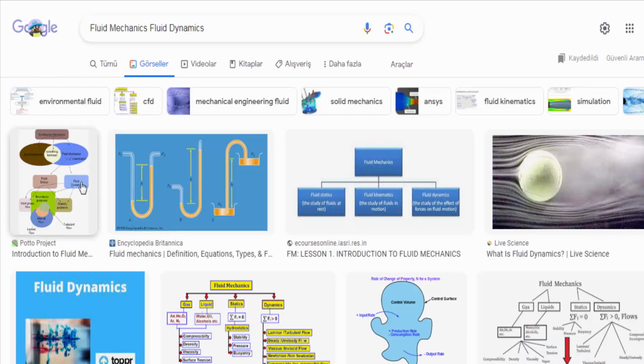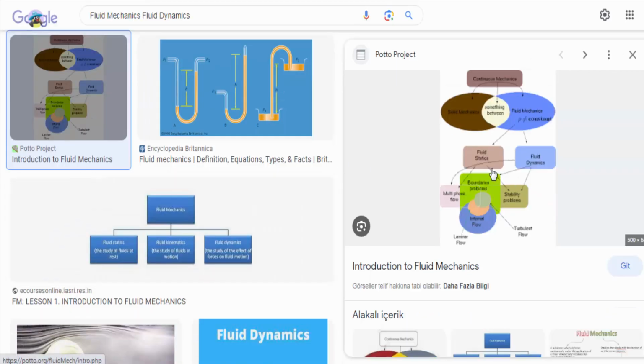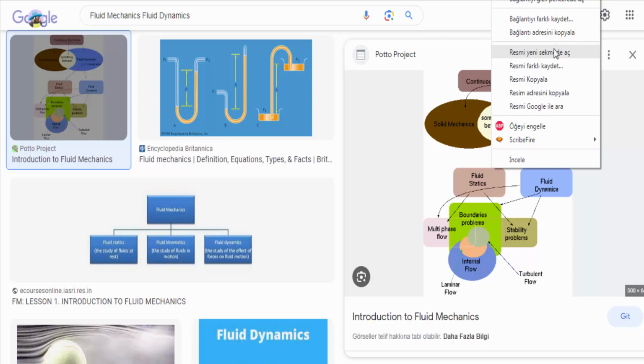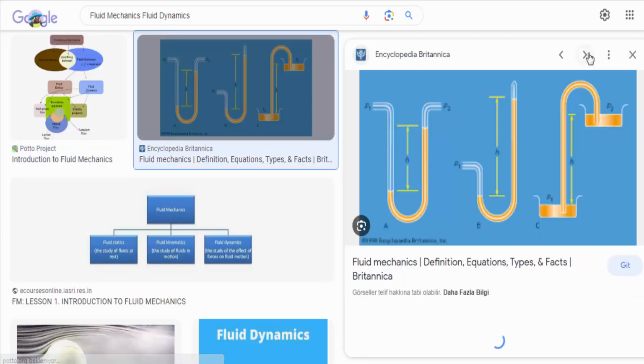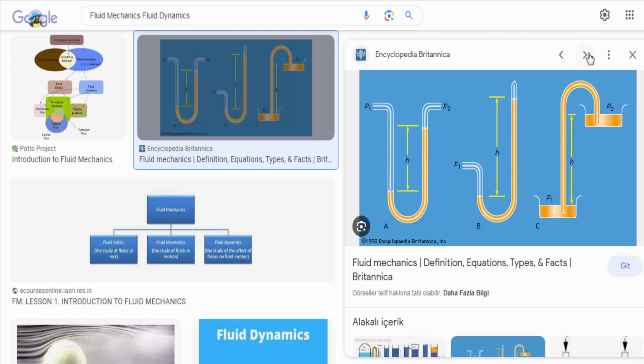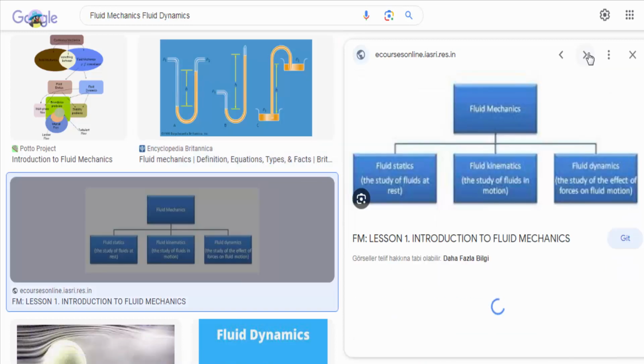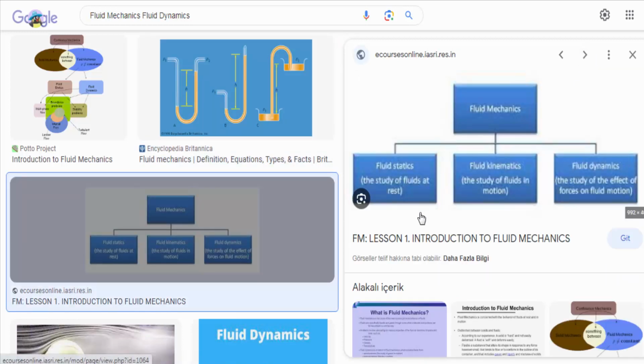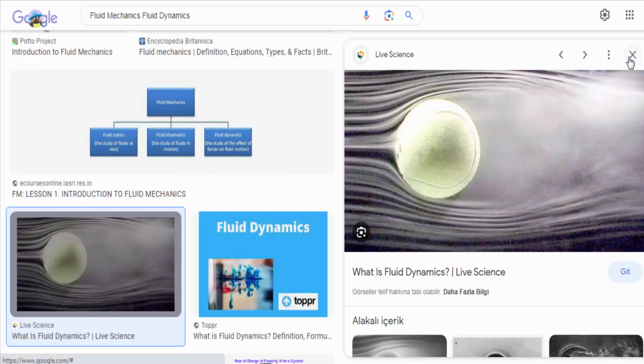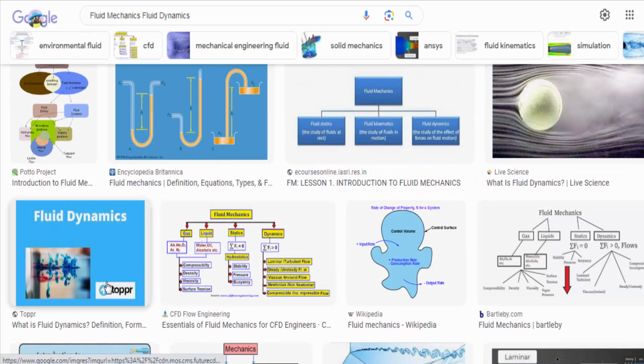Fluid mechanics is a branch of physics that deals with the study of fluids, which include both liquids and gases. It encompasses the principles and laws governing the behavior of fluids at rest (fluid statics) and in motion (fluid dynamics). Fluid dynamics, specifically, focuses on the study of fluid motion, including the forces and energy transfers associated with it.